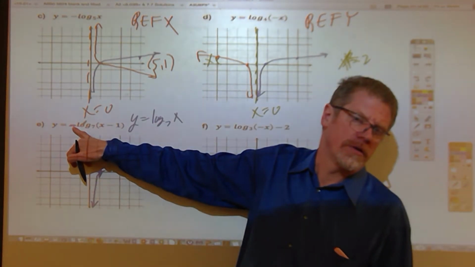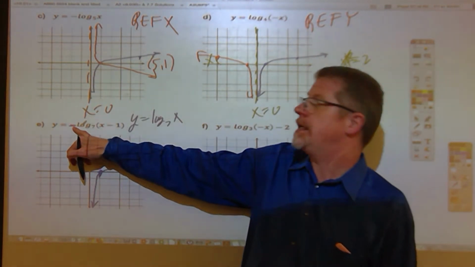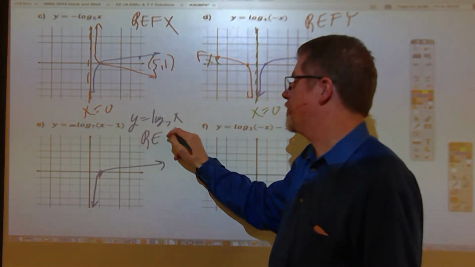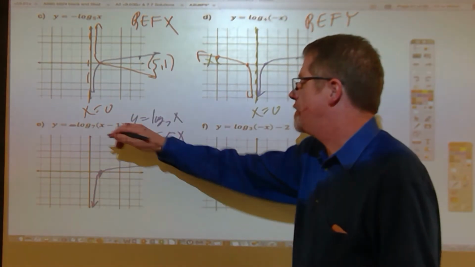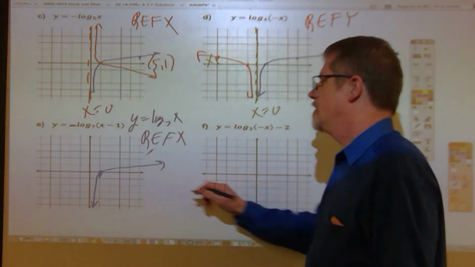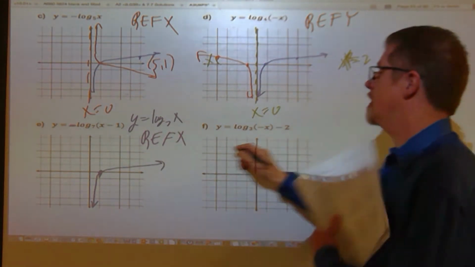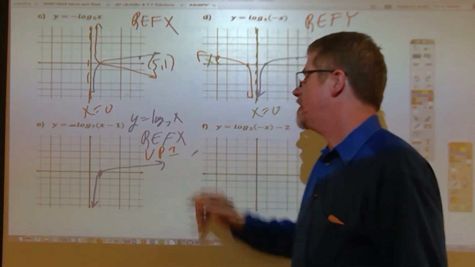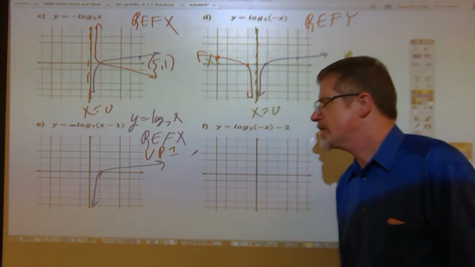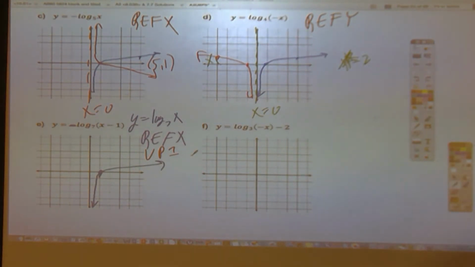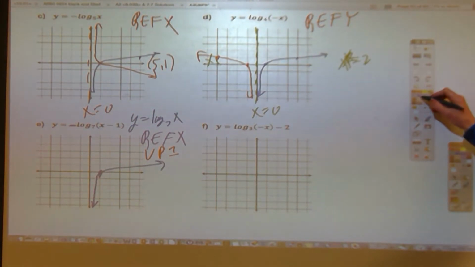It reflects over X. Yes, it's a reflection over X, good job. And then the -1 is going to be the old right one. So class, try it, try both transformations. Take the parent graph, reflect over X, go up 1, see what you come up with.